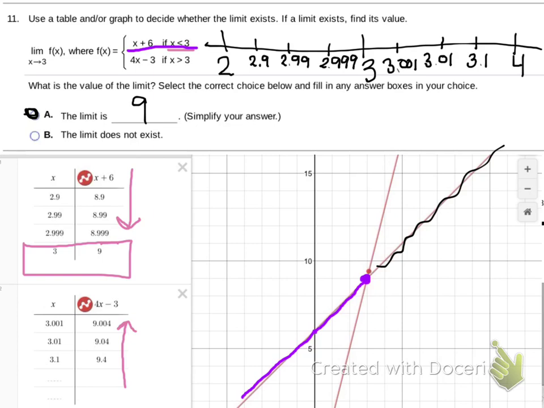Now let's do the other graph, 4x minus 3. Let me figure out how to change my color here. And let's do this, 4x minus 3. And it's only from 3 on. Now, technically, it would have an open circle and continue. And the rest of this graph would not exist. So what I'm asking is, on the right and on the left, are they approaching the same value? The answer is yes, 9. That's a recap of how to do it from a table and a graph. Piecewise functions, you have to know which portion of the graph is not applicable.